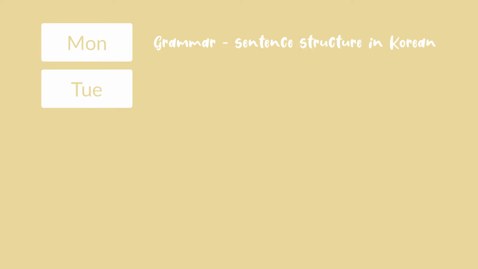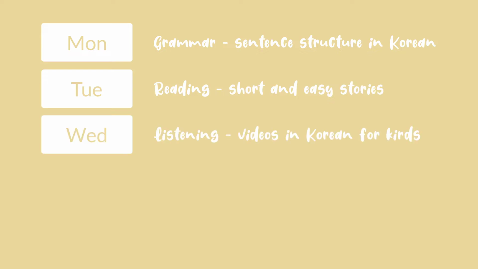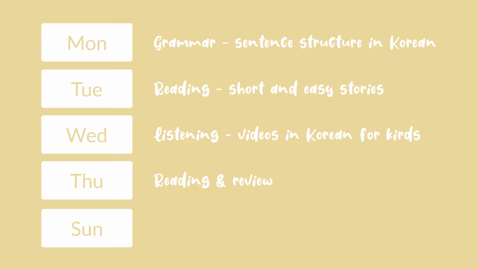Tuesday, August 2nd, reading. I'm going to read short and easy stories. Wednesday, August 3rd, listening. I'm going to watch videos for kids, and I'm going to try to focus my attention on vocabulary. Thursday, August 4th, I'm going to read basic short stories and review the structure of sentences in Korean. Sunday, August 7th, I will study vocabulary. Mainly, my idea is to use word search or flashcards for verbs in order to study vocabulary.